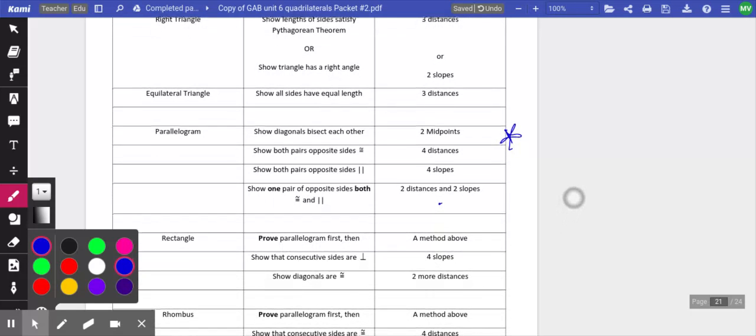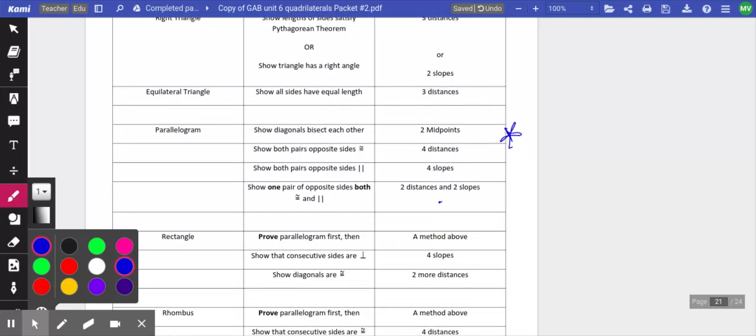Now, to prove that something's a rectangle, I need to first prove that it's a parallelogram and then show that consecutive sides are perpendicular by doing four slopes. So if I'm asked to prove something's a rectangle, I'm actually going to do the four slopes because the four slopes shows it's a parallelogram as well. Now I could do the two midpoints to show it's a parallelogram and then do the two diagonals to show they're congruent. It's entirely up to you.